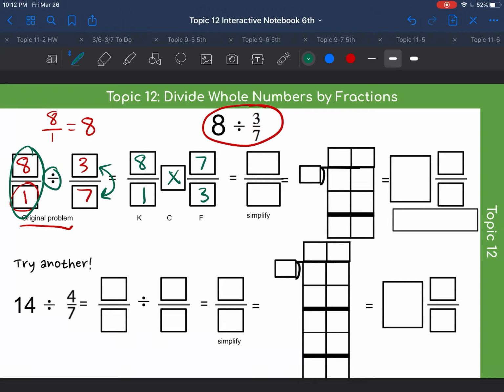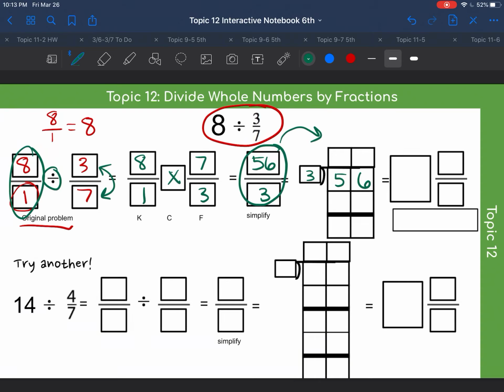So 8 times 7 is 56. 1 times 3 is 3. But now we have an improper fraction. So what we need to do, and right here I have a little division, okay? You can do this in your head, but you can also set up a division problem, okay? So I actually don't think I gave you enough room here, so I apologize, but you can do this on a scrap piece of paper if you need.